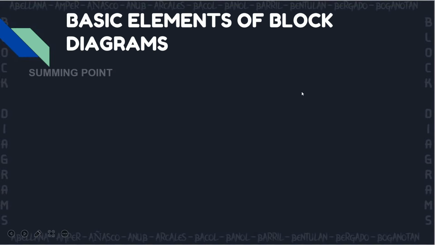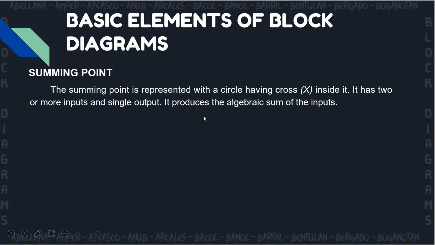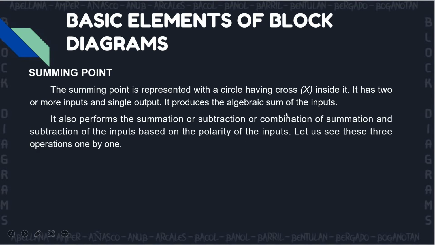Now that we know what a block is, we will now discuss the summing point. What is a summing point? The summing point is represented with a circle having a cross X inside it. It has two or more inputs and a single output. It produces the algebraic sum of the inputs. It also performs summation, subtraction, or a combination of summation and subtraction of inputs based on the polarity of the inputs. Let us see these three operations one by one.